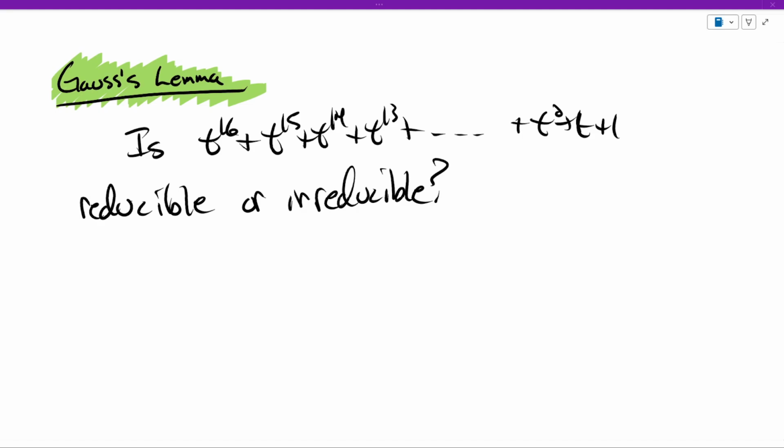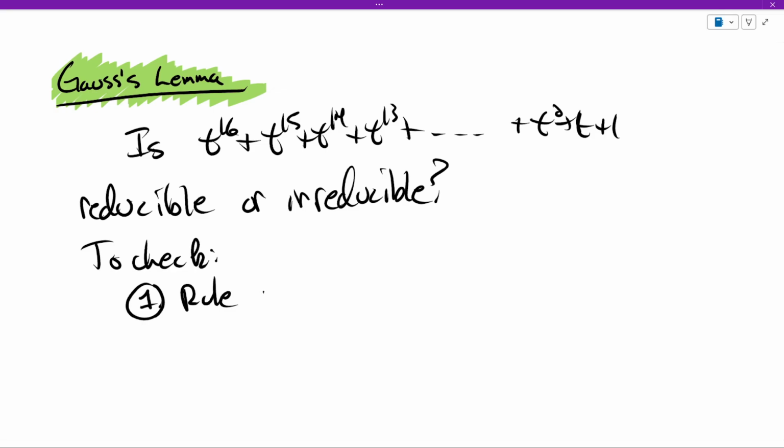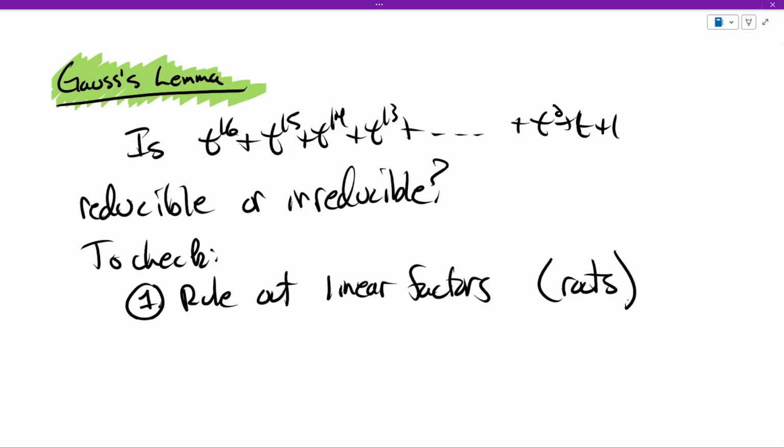Well, how might you go about checking this? The first thing we might do is rule out linear factors, because if this factors as a product of two polynomials, one of the polynomials could have degree 1. This is the same as roots. Now, I should clarify this means over Q. A quick rational root test application will show that it has no roots. Fine, so it has no linear factors.